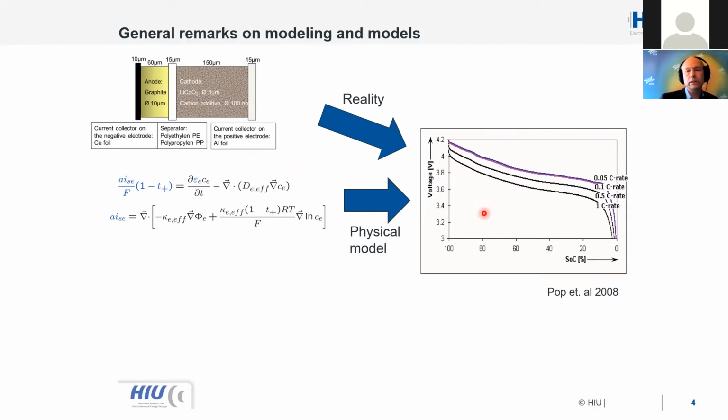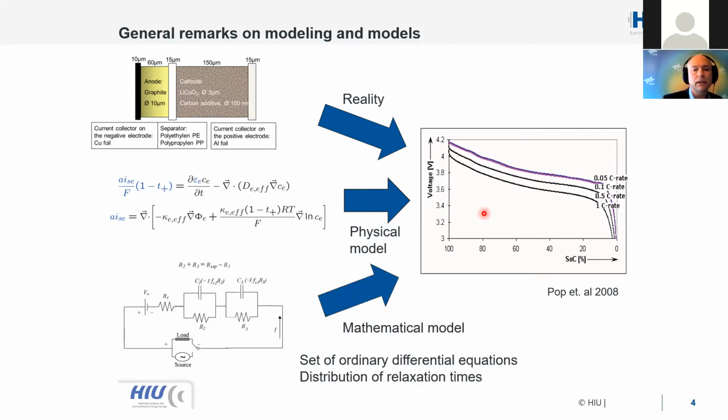But a simpler, easier way is to build what I call mathematical models, so resistor network models, which are essentially a set of ordinary differential equations. And if you look at it more abstractly, it's really a distribution of relaxation times which you are building up, and you can basically get the same shape of curves. But the purpose, of course, is very different.